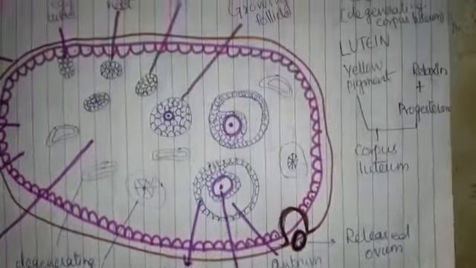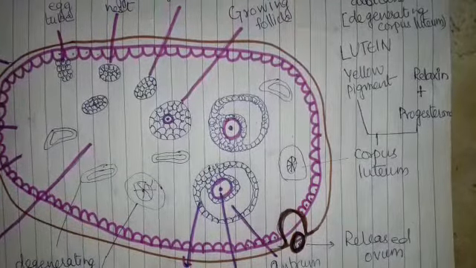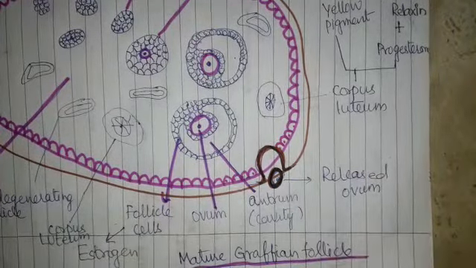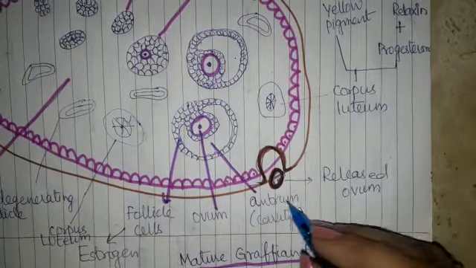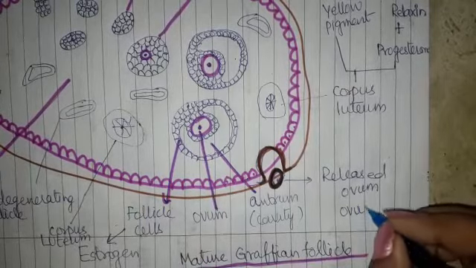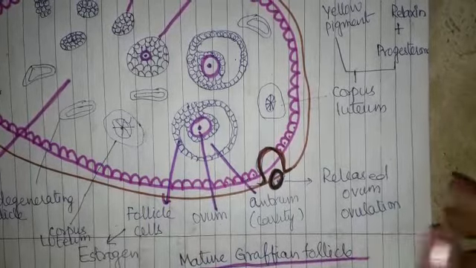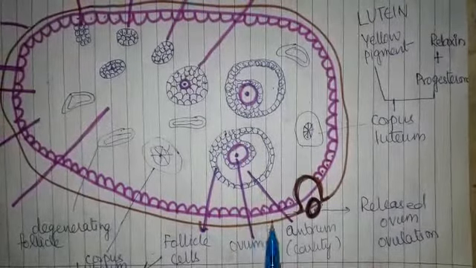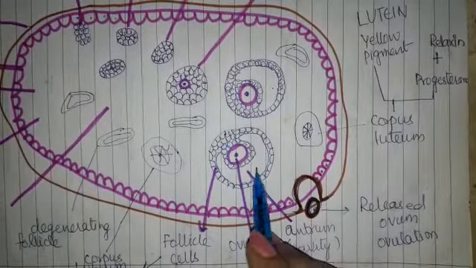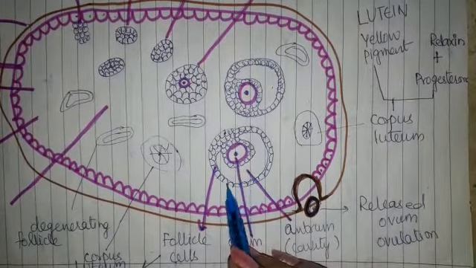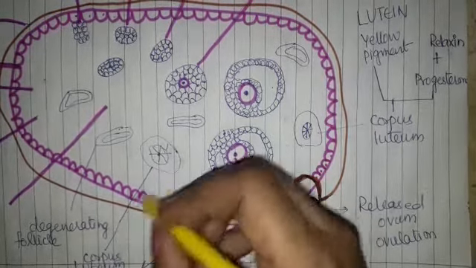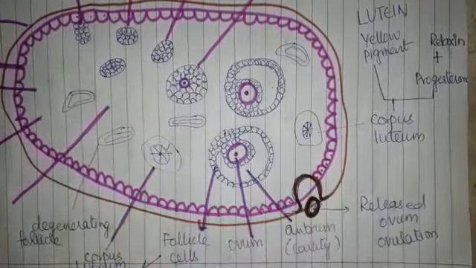Okay? So the egg is released from the most mature ovum on the 12th to 16th day of the menstrual cycle, and release of egg from the ovary, this process is called ovulation. Okay? Now if the egg is released, what is left? The follicular cells and the cavity are left, and this regressing Graafian follicle becomes the corpus luteum.